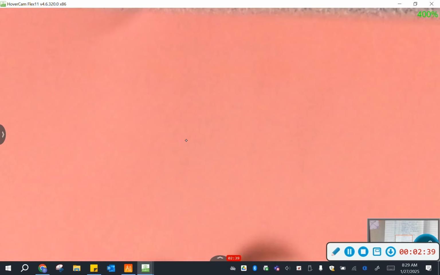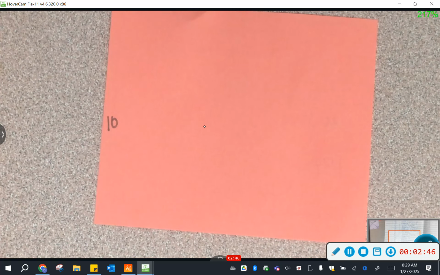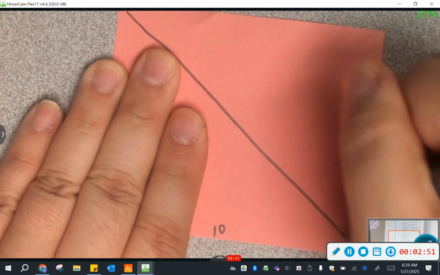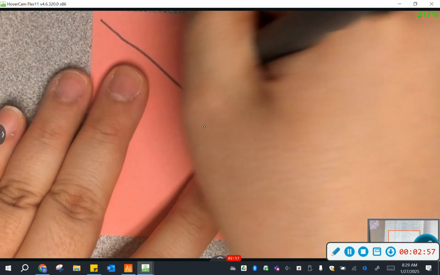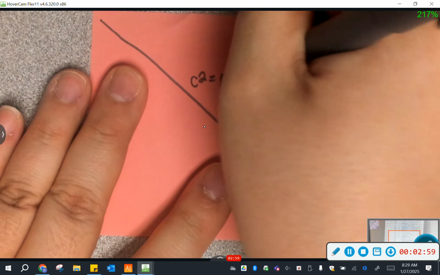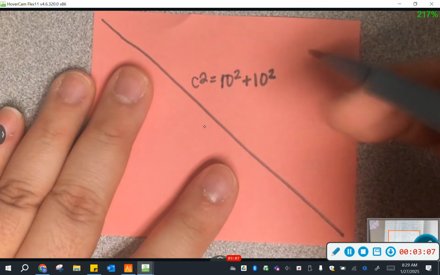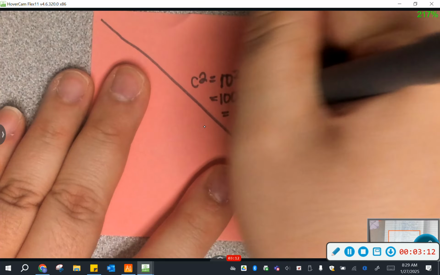Okay. But then, I have another square. And this one, instead of being 5, it's 10. So what are all the sides? 10. And so if I wanted to do the diagonal of this square, what am I going to do this time? C squared equals 10 squared plus 10 squared. And what is 10 squared? 20. No. 10 times 10. Oh, 100. And so then I would get 100 plus 100, which equals 200.